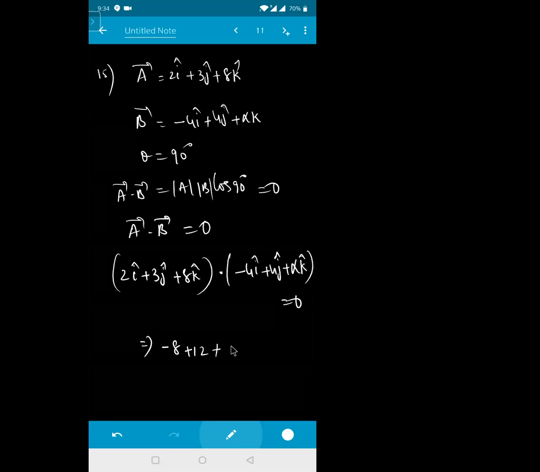So this will become 8 alpha. So this is 8 times alpha, because K dot into K dot is 1. K dot into I is 0. K dot into J is 0. I dot into I dot is nothing but 1. I dot into J is 0. I dot into K is 0. Everything else is 0. So minus 8 plus 12 plus 8 alpha must be equal to 0.